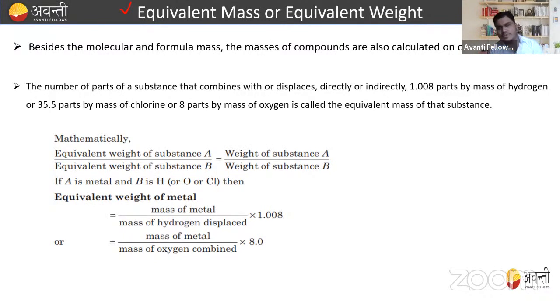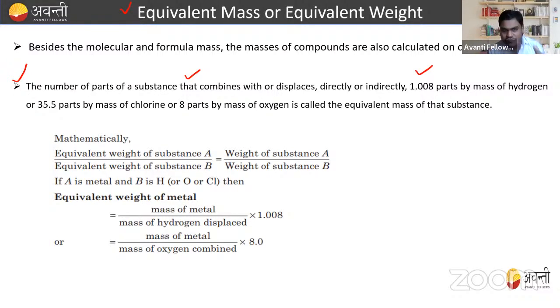So how does the concept of equivalent mass really come into the picture now? Just look at point number 2. Remember this: the number of parts of a substance that combine with or displace, directly or indirectly, 1.008. What is 1.008 AMU? Whose mass is this? This is the atomic mass of hydrogen, right?